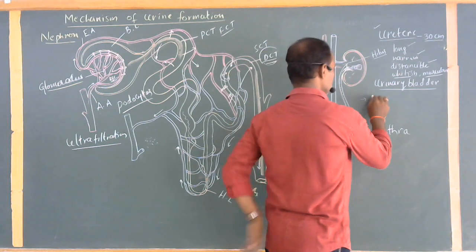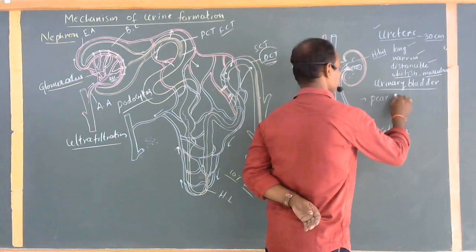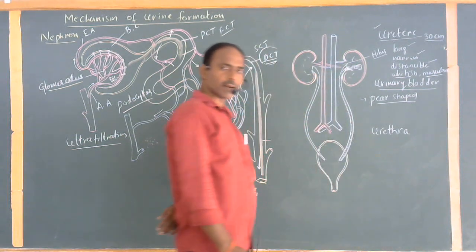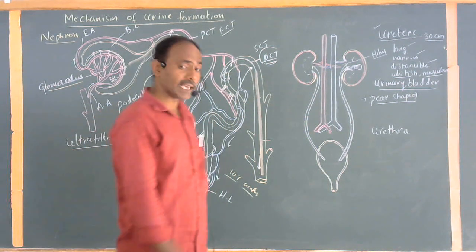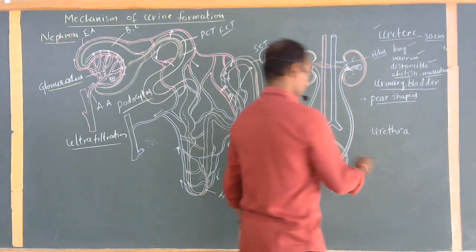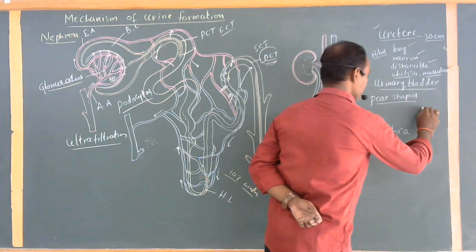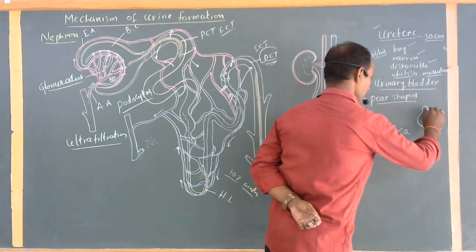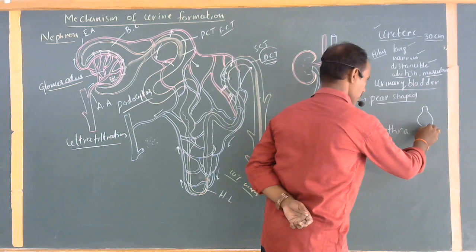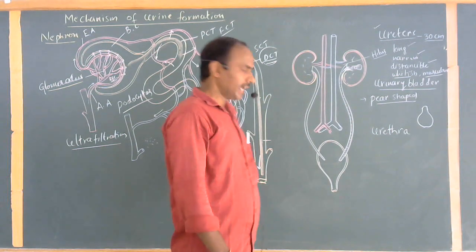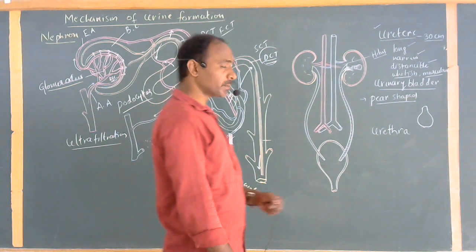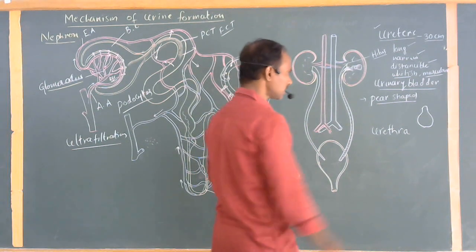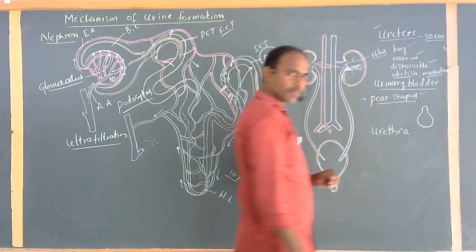Urinary bladder is pear shaped, inverted pear shape. Do you know what a pear is? A kind of fruit. It looks like a guava, but the shape is like a pear. So this is the pear shape, an inverted pear shape like structure. Of course, approximately the shape of the heart is also like a pear. Clear now? The pear shaped urinary bladder.